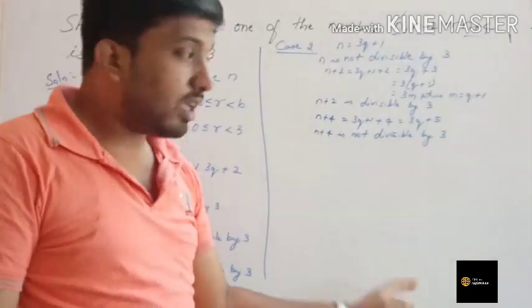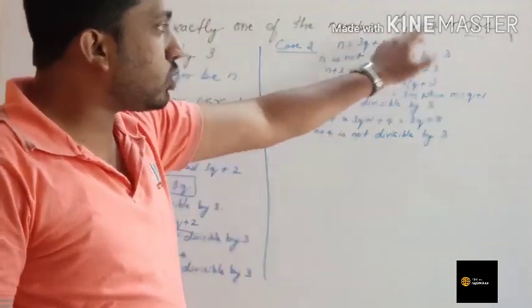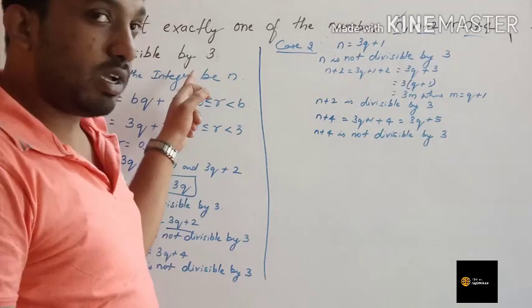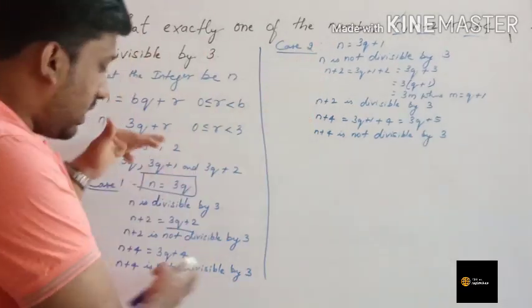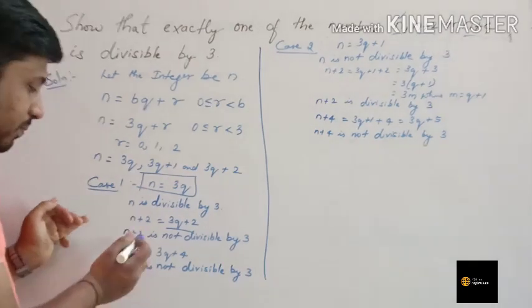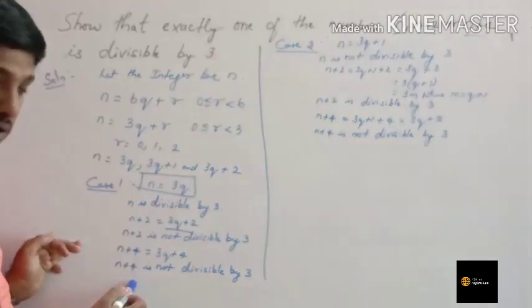What's happening here? They are telling us to show that exactly one of the numbers n, n plus 2 or n plus 4 is divisible by 3. They are clearly indicating in the question that any one of the numbers will be divisible. In case 1, which was divisible? So n was divisible by 3. The other two were not divisible by 3.